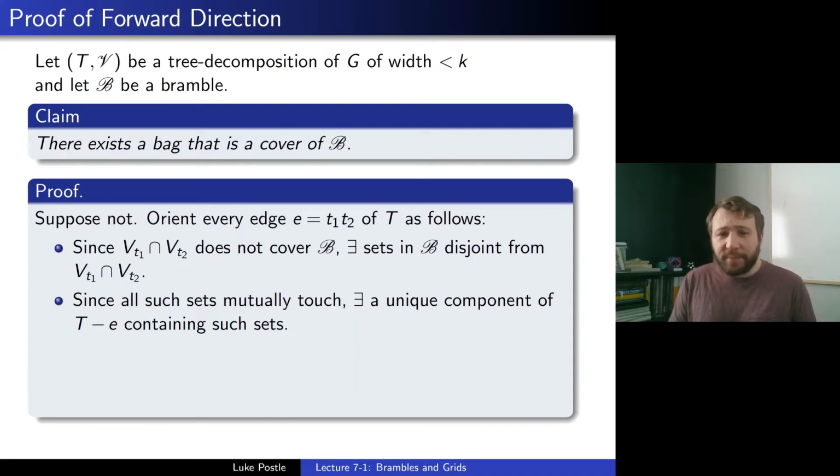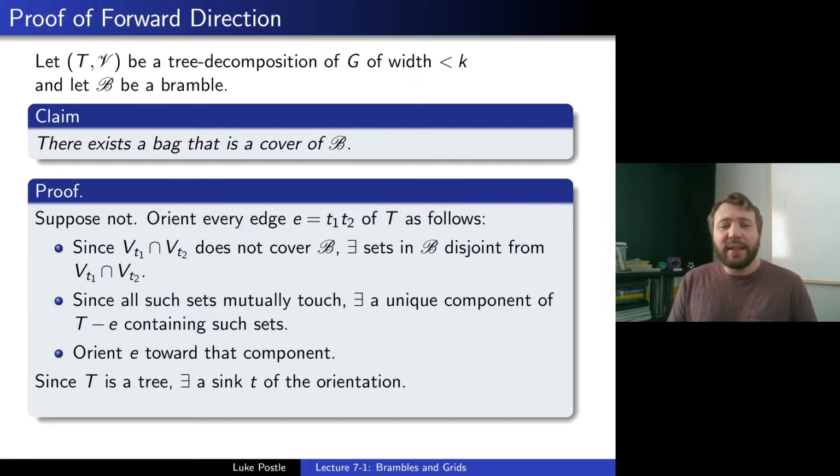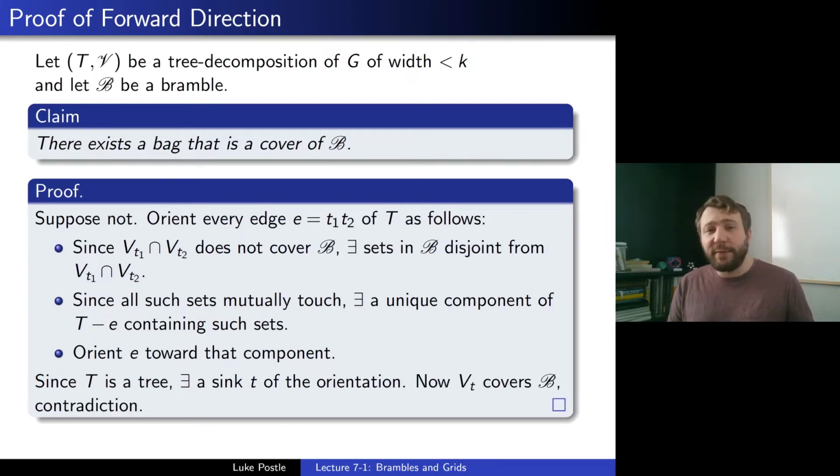So we orient e toward that component, and then since T is a tree, there exists a sink t of the orientation, right? If every vertex had out-degree at least one, then you could get a cycle, and that would contradict that it's a tree. So we find this sink, and its bag is the one that definitely covers B, a contradiction.